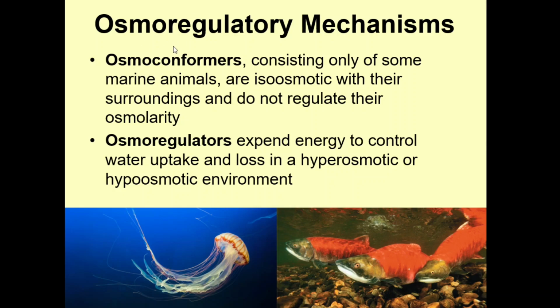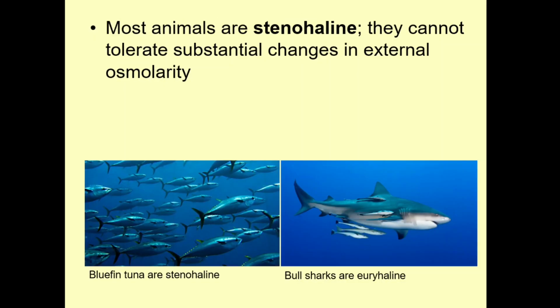Osmoconformers, they don't spend that energy. Their internal osmolarity will just be the same as the environment they're living in. And when we look at aquatic animals particularly, what we find is that most of them fall into a group that we refer to as stenohaline. And this means that they cannot tolerate substantial changes in external osmolarity or solute concentration or salinity, depending on how you want to look at it. Okay, so most animals have to live in a fairly narrow limit.